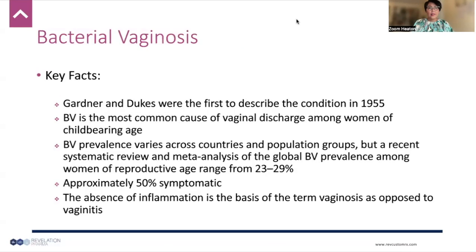And just a few key facts on bacterial vaginosis. Gardner and Dukes were the first to describe the condition in 1955. BV is the most common cause of vaginal discharge among women of childbearing age. BV prevalence varies across countries and population groups, but a recent systematic review and meta-analysis of the global BV prevalence among women of reproductive age ranged from 23 to 29%. In fact, BV is so common that it can occur in up to a third of female patients. Only about 50% are symptomatic. The absence of inflammation is the basis of the term vaginosis as opposed to vaginitis.